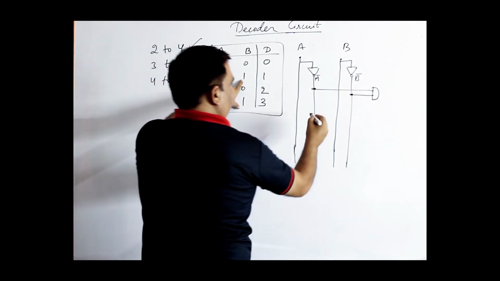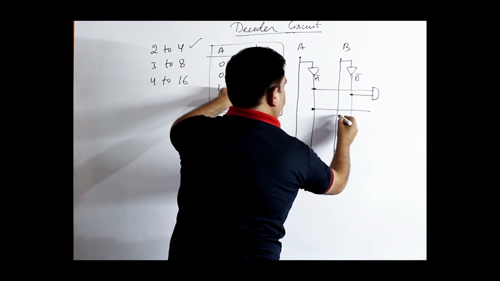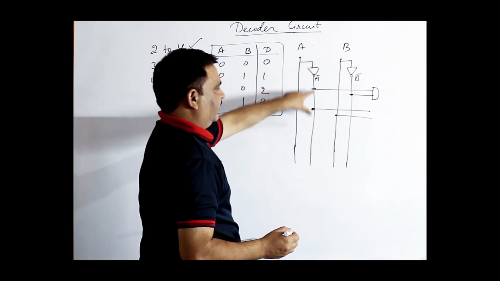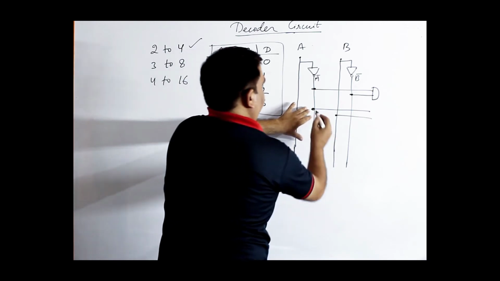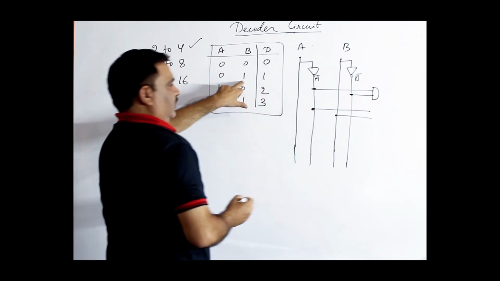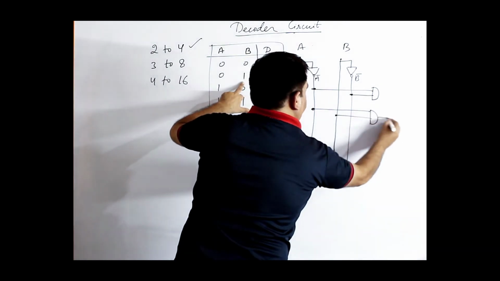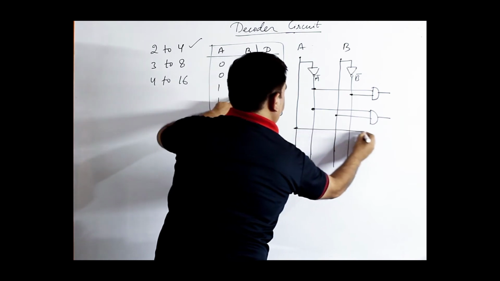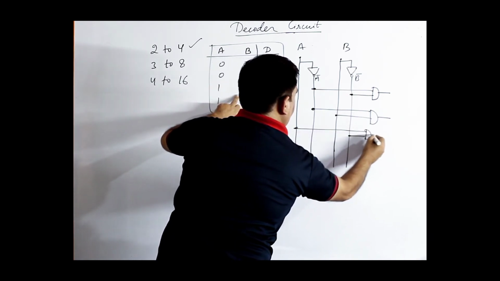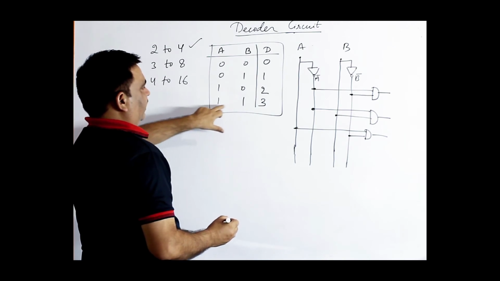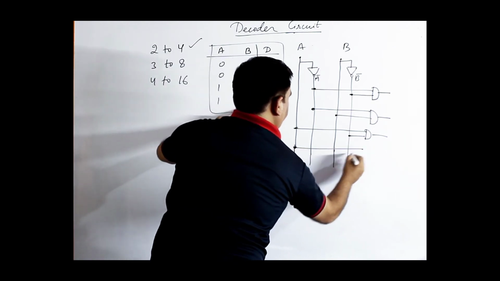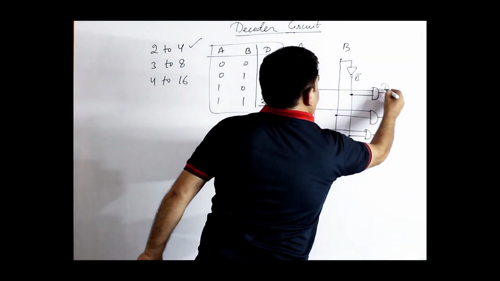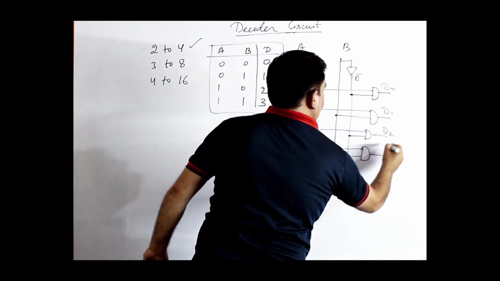For the first input, A is 0 and B is 1, so the complement of B is 0. For the next, A is 0, B is 1: this is 1, its complement is 0. This is 1, the complement of A is 0. So 0 and 1, the second input, combine with the AND gate. Third input 1 and 0, A is 1, B is 0. Last one 1 and 1, A and B both are 1. Here you can say it is designation 0, designation 1, designation 2, designation 3.